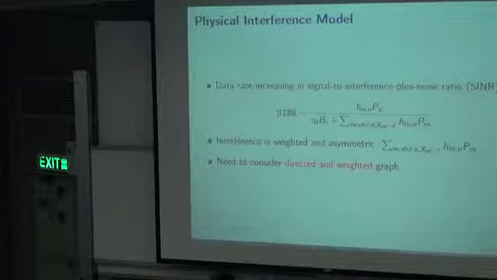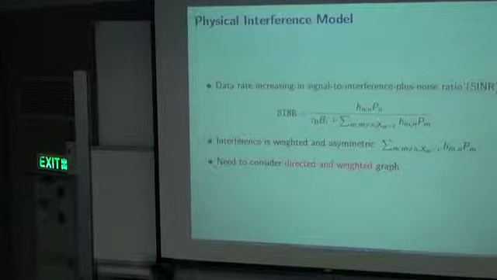And in particular, the data rate, the payoff of a user choosing a particular channel, will be an increasing function of the signal to interference plus noise ratio, which depends on the weighted interference you receive. And this interference is weighted and asymmetric because it depends on who your neighbors are, who the interferers are, what their transmission power will be, and how far they are. Okay? So it's weighted, it's asymmetric, it will translate into a directed and weighted graph. And in general, it's a complete graph. Everybody is interfering with everybody.